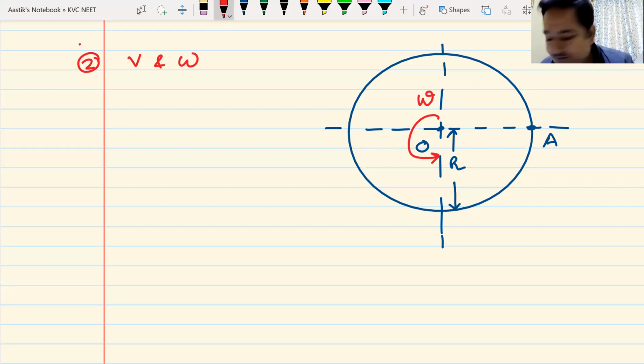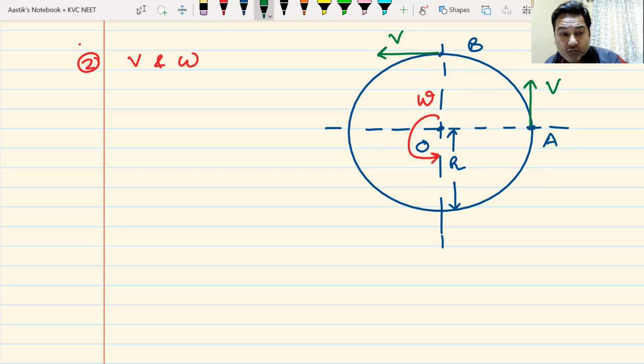Okay, so this omega is like this, along positive z axis. Now, if omega is like this, the velocity that this particle will have at this point is like this. If I move on to point number B, we have already drawn this diagram, this velocity would be like this. The magnitude has remained same, but the direction has changed.